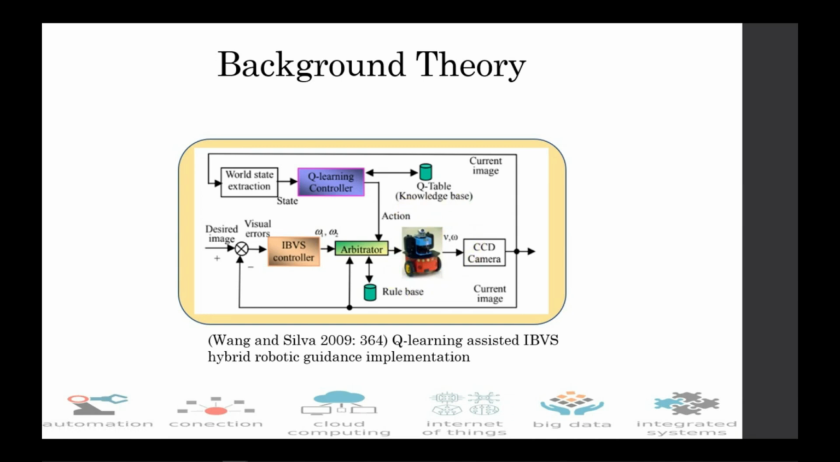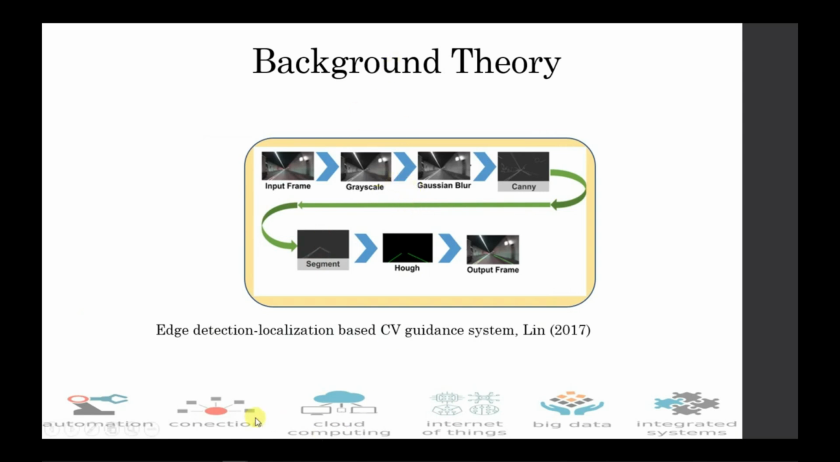Edge detection localization background theory is proposed by Yang, another Taiwanese scientist. He proposed how to analyze the camera feedback information, how to do image processing for robotic movement to get the desired feature from the image. It starts with the input frame converted to grayscale. Then the grayscale image is Gaussian blurred. After that, Canny edge detection happens. Then come object segmentation, Hough transformation, and the output frame, where the desired feature has been marked for the robot to analyze.